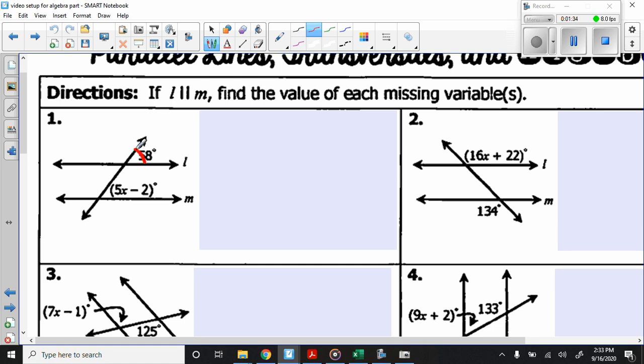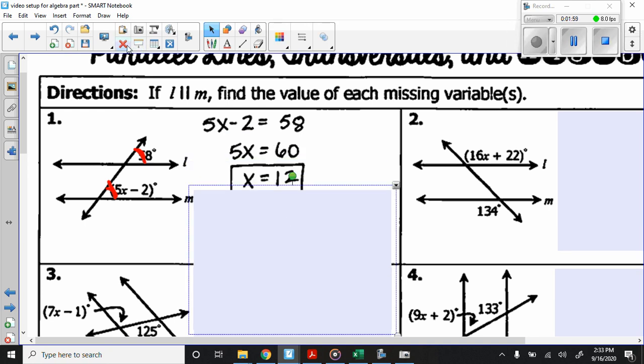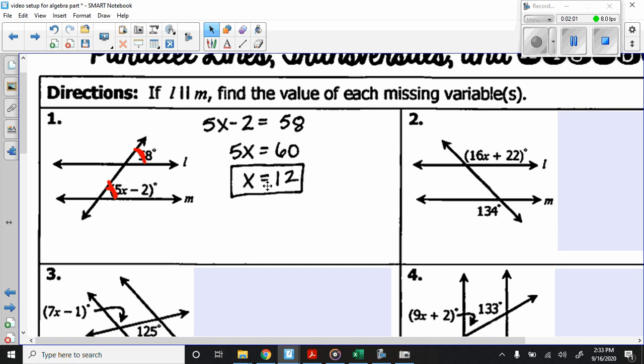That 58 would be in this top right one. Moving down to this intersection, the 5x minus 2 would be in this one. That is a top right. That's corresponding, and that will be one of our congruent relationships. And there's me saying 5x minus 2 equals 58. Do a few little math steps, and we have our x.